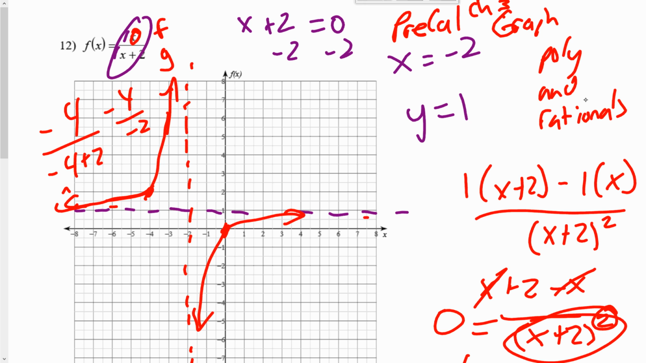The only thing that's different is taking this second derivative and first derivative, and making sure you find those relative maxes and mins, and finding the concave up and concave down.